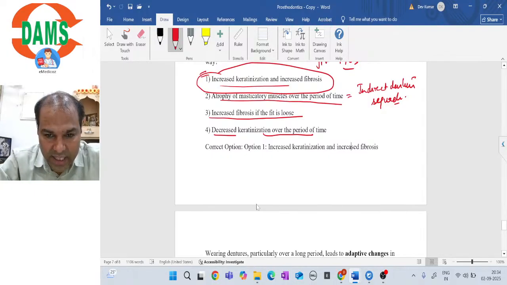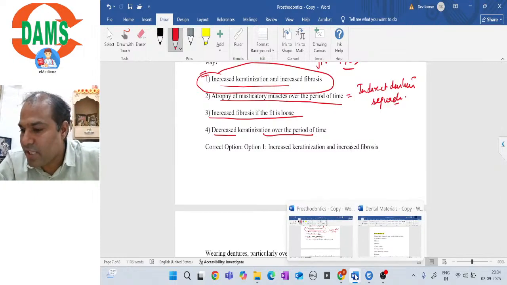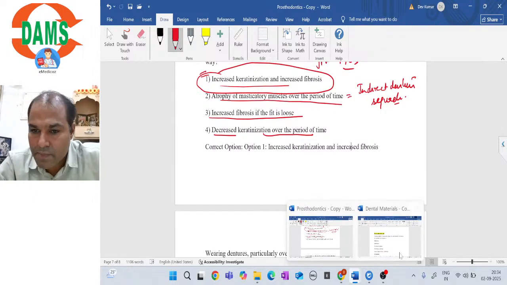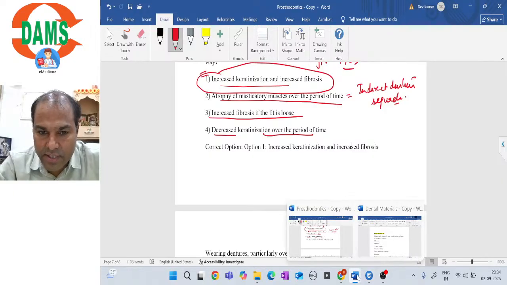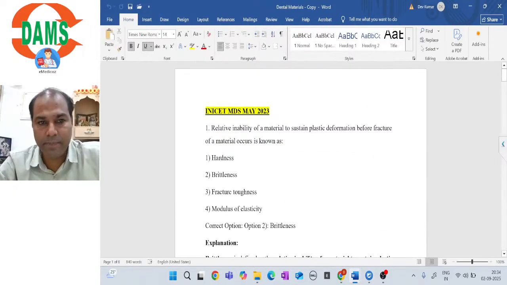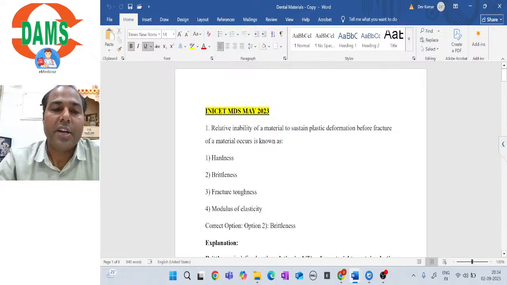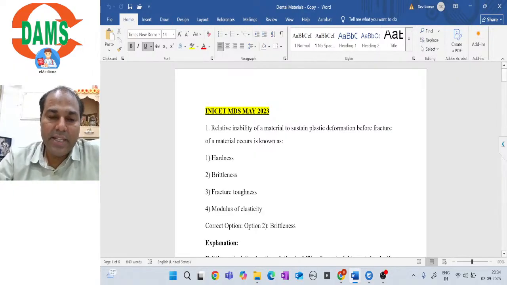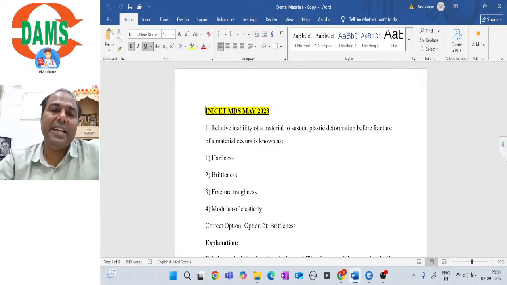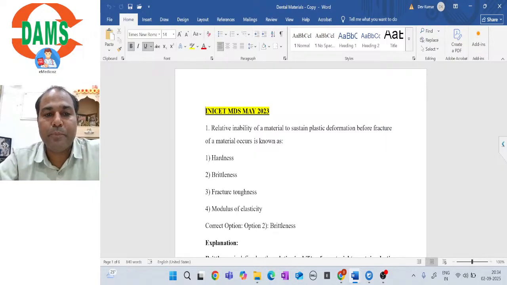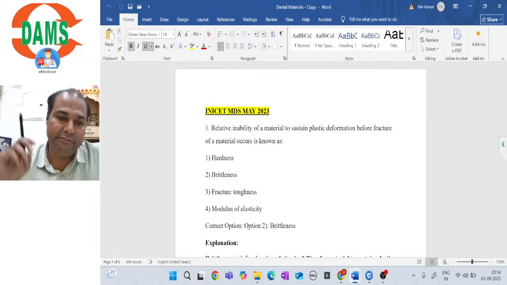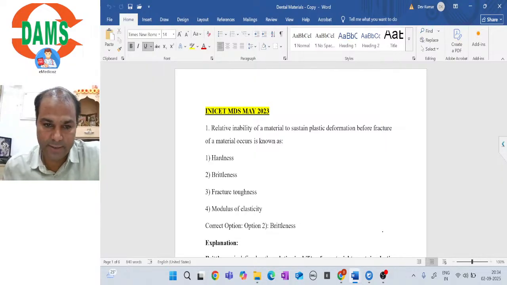Now let us take any doubts in the prosthetic part. Now let us discuss the dental material questions. Okay. Relative inability of the material, it is INICET MDS May 2023. So, relative inability of a material to sustain plastic deformation before fracture of the material is known as, very important question, it is brittleness.